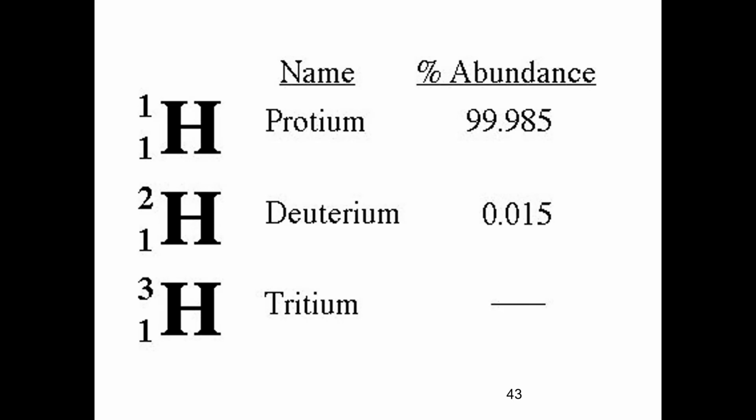Here's an example of isotope notation for the three isotopes of hydrogen. Notice H, capital H, is the symbol for hydrogen. The 1 is the atomic number, or number of protons. And then in the first one, the upper number is the number of protons and neutrons, which means it doesn't have any neutrons. The second one has 1 proton, 1 neutron. And the third one down, the tritium, has 2 neutrons and 1 proton.